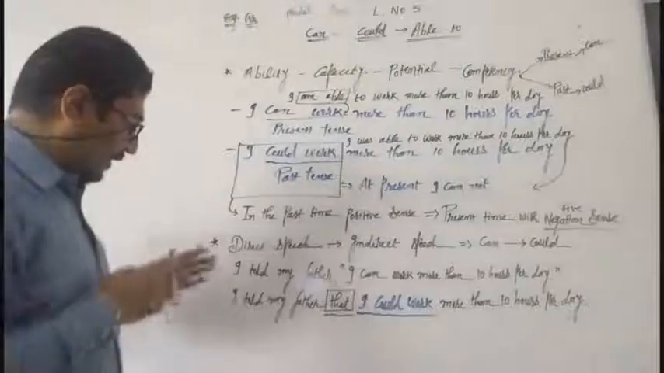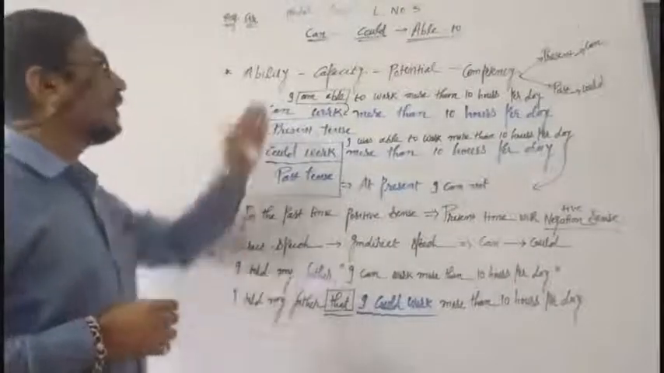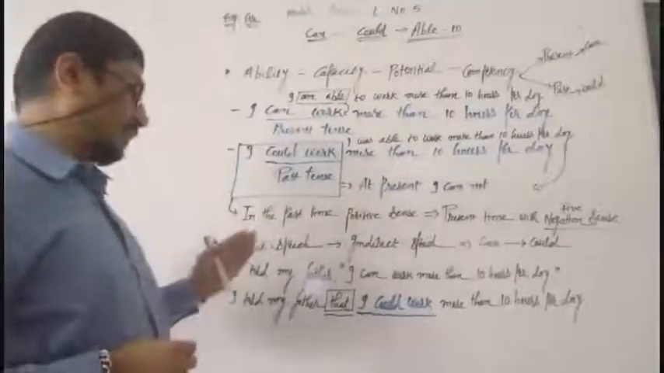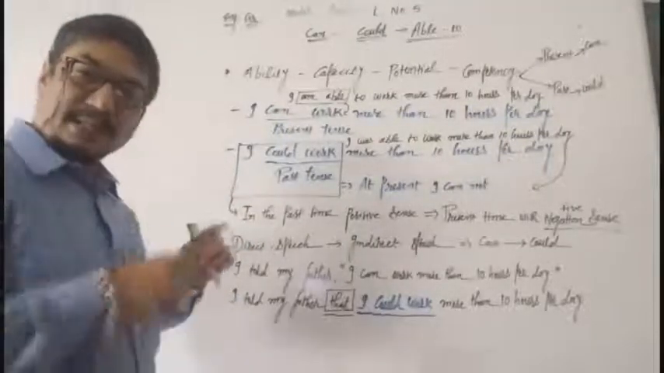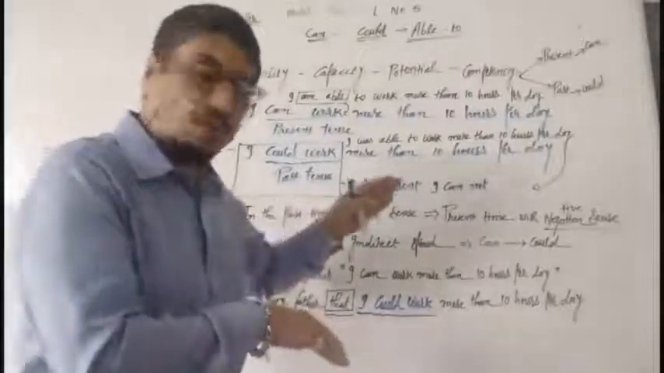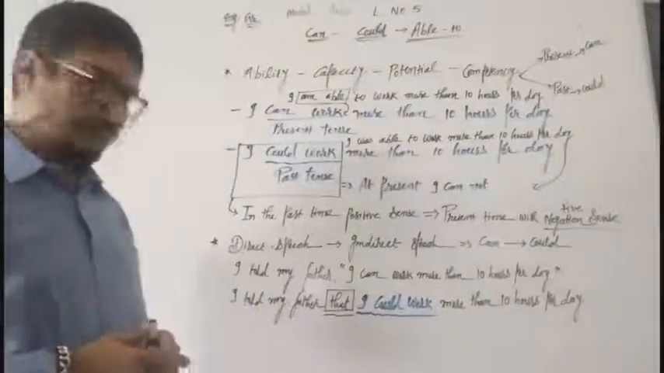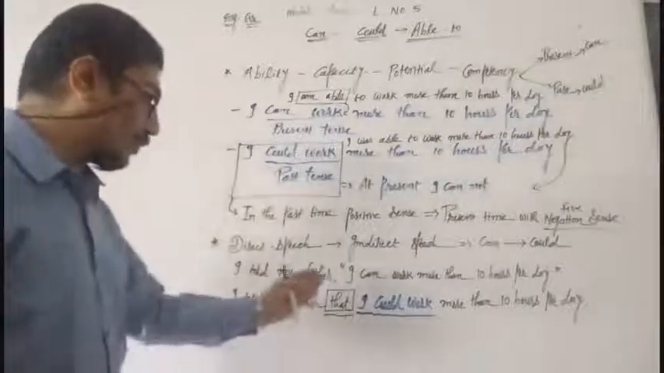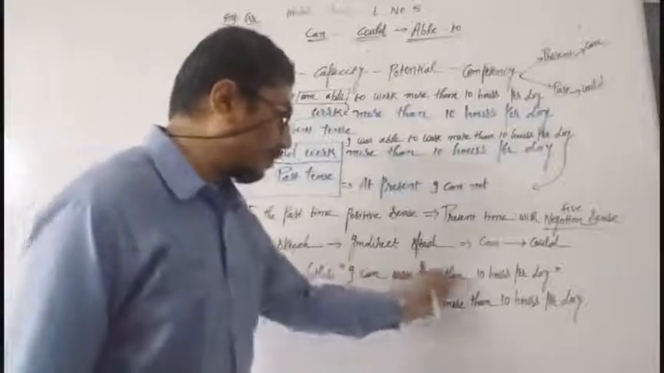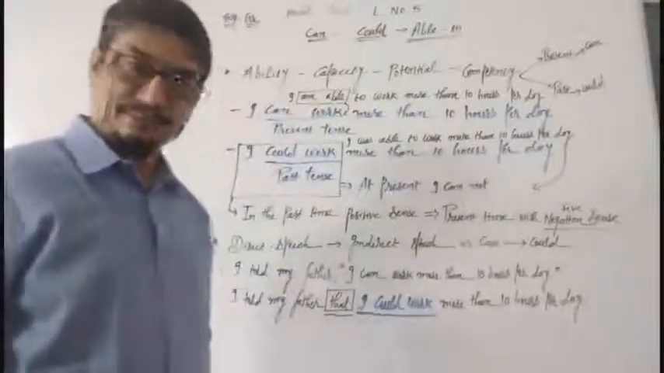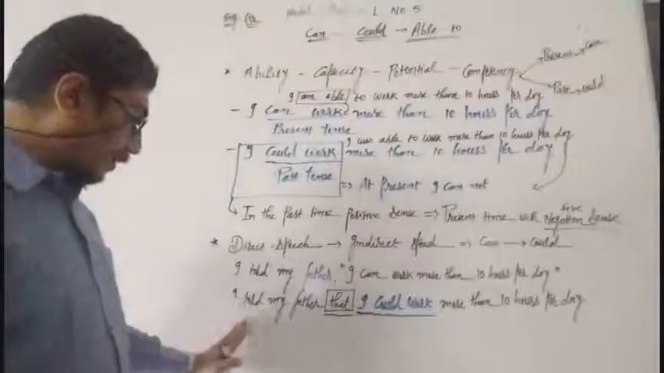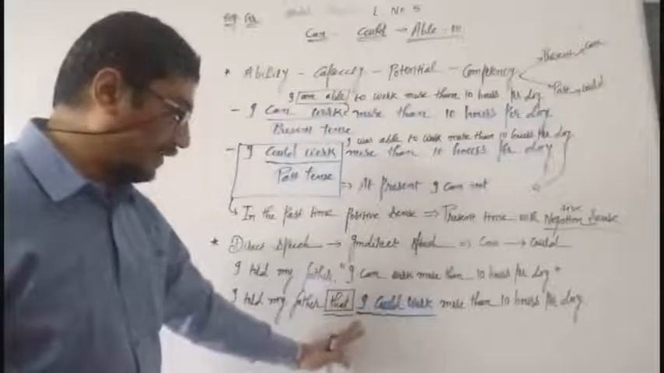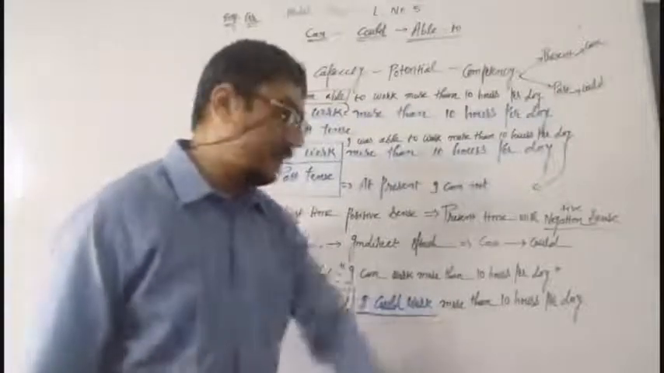Now we will move ahead with the second use and usage of can and could. In direct speech, can is given. That will be converted into could in indirect speech. For that I have given here: I told my father, I can work more than 10 hours per day. Here, I told my father that I could work more than 10 hours per day is converted.